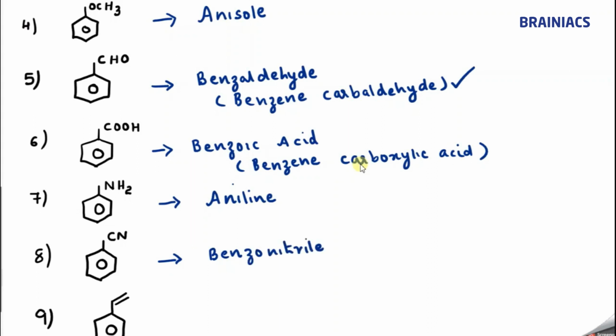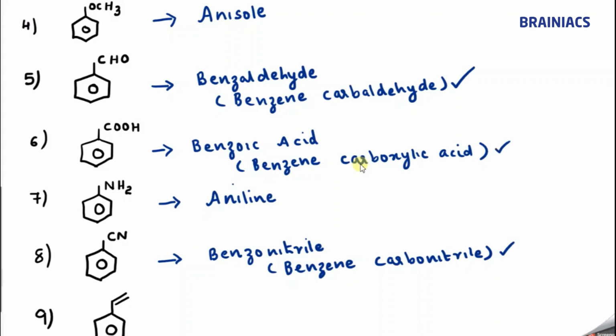But the more correct IUPAC name, can you tell? Benzene carbonitrile. So when both these options come, the more correct answer would be this one. Similarly here, this one. Okay.